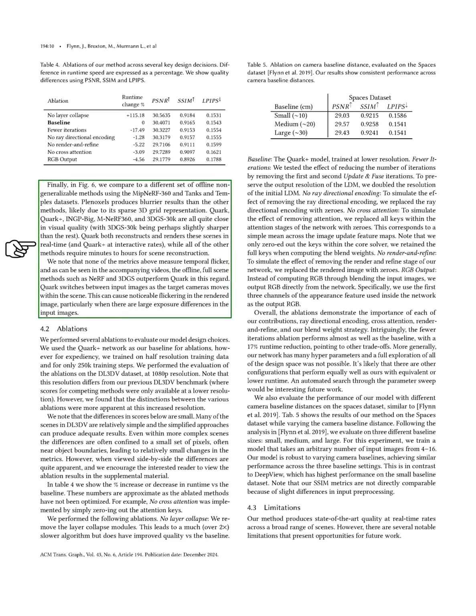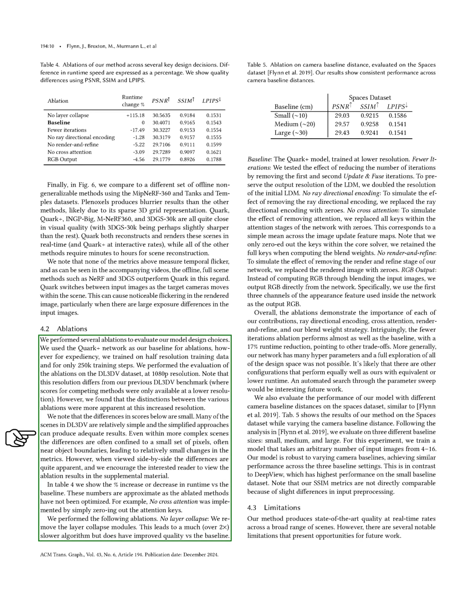Section: Ablations. In this section, we conducted several ablations to assess our model design choices. We used the Quark Plus network as our baseline for these tests, but for efficiency, we trained on lower resolution data and limited our training to 250,000 steps. We evaluated the ablations on the DL3DV dataset at 1080p resolution, which is higher than our previous benchmarks. This higher resolution made the differences between the ablations more noticeable, even though the score variations were small.